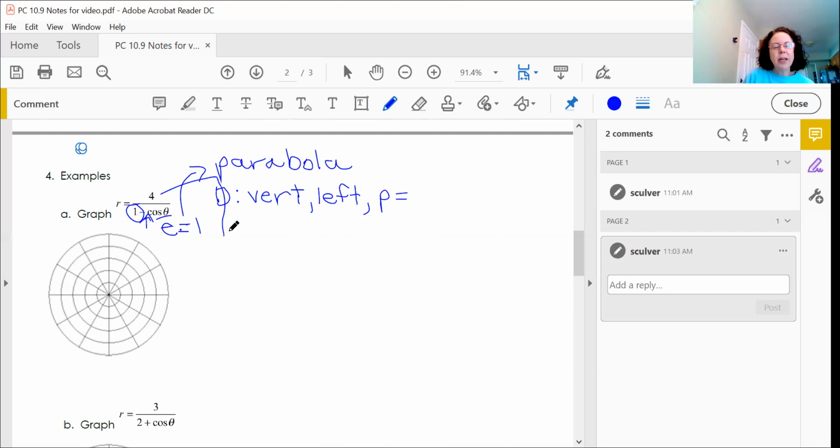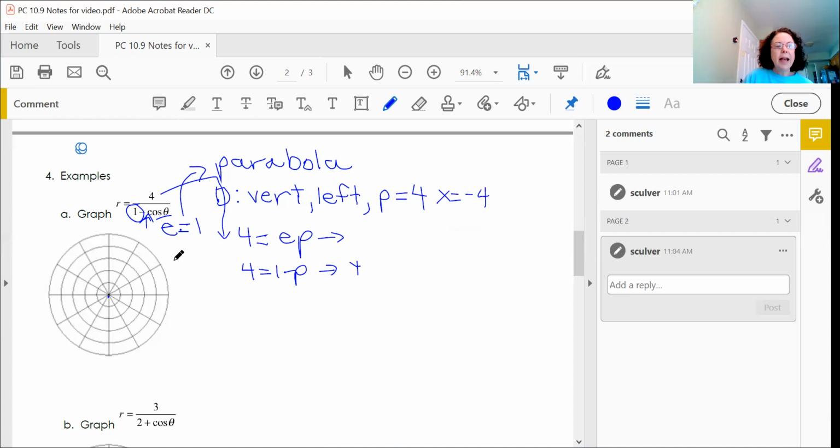In our numerator, 4 equals E times P, right? When you look in the formula on number 2 in your notes, E times P is in the numerator, right? And we know that our E is 1. So our P must be 4. There we go. So the directrix, here's the pole, of course, at the pole. And our directrix is vertical and it is left 4. So it's at x equals -4.